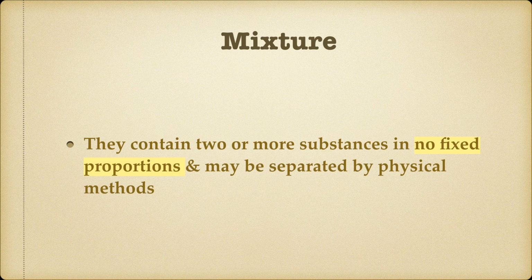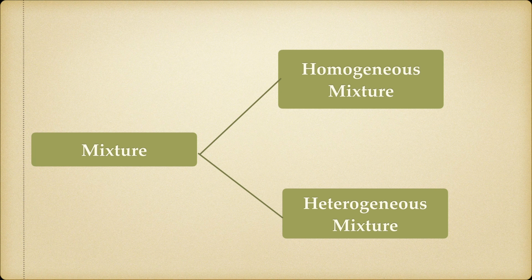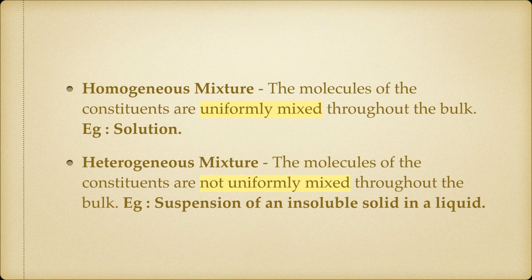Okay, so now we'll see the classification of mixtures. Mixtures are classified into two types. They are homogeneous mixture and heterogeneous mixture. Now we'll see both in detail. So, homogeneous mixture: the molecules of the constituents are uniformly mixed throughout the bulk. Example is solution. And next is heterogeneous mixture. The molecules of the constituents are not uniformly mixed throughout the bulk. Example, suspension of an insoluble solid in a liquid.